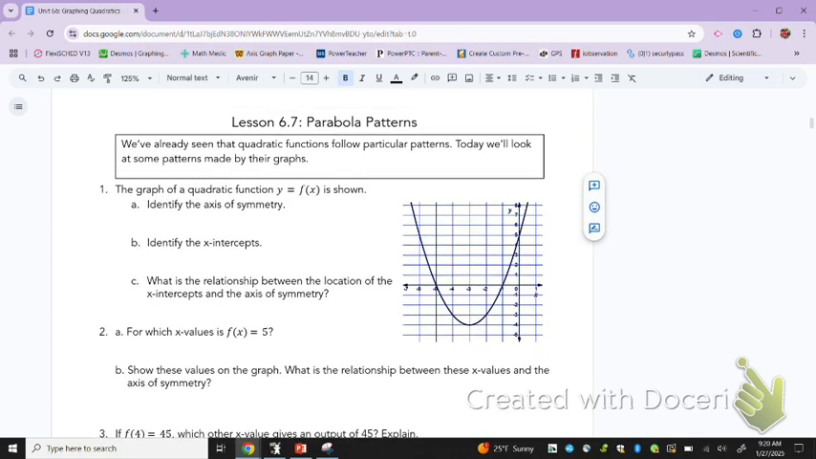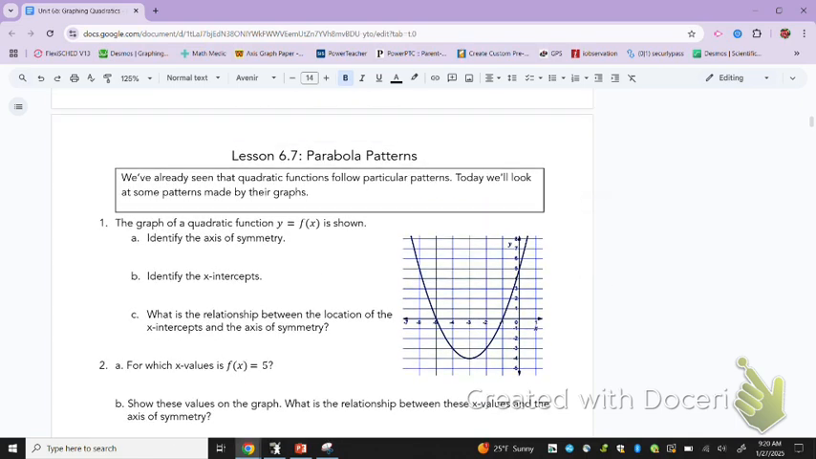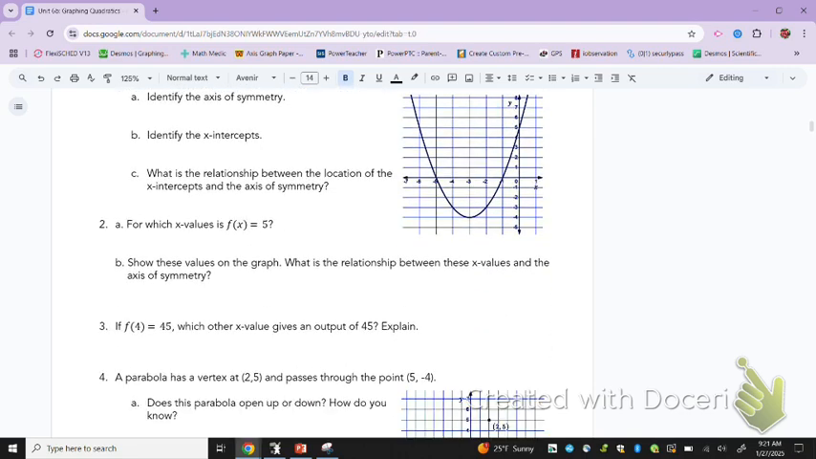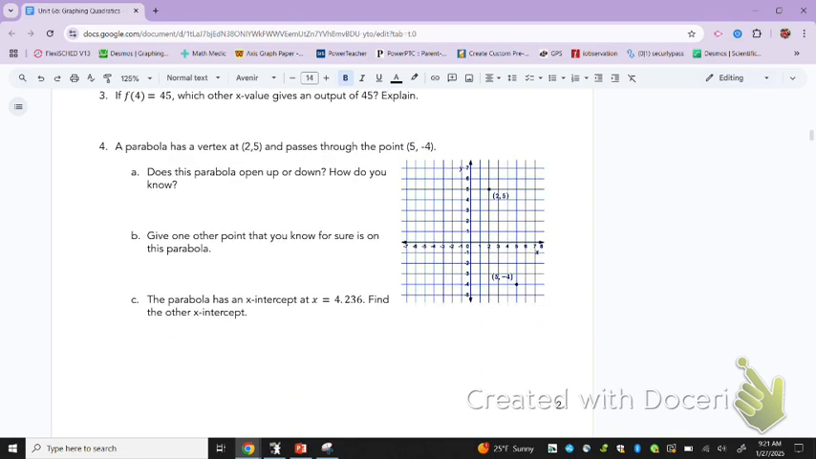Let's go to today's first lesson, lesson 6.7, parabola patterns. You've already seen some quadratic functions, and they follow particular patterns. Today we'll look at some patterns made by their graphs. So I'm going to have you and a partner or your team work through problems 1, 2, 3, 4.